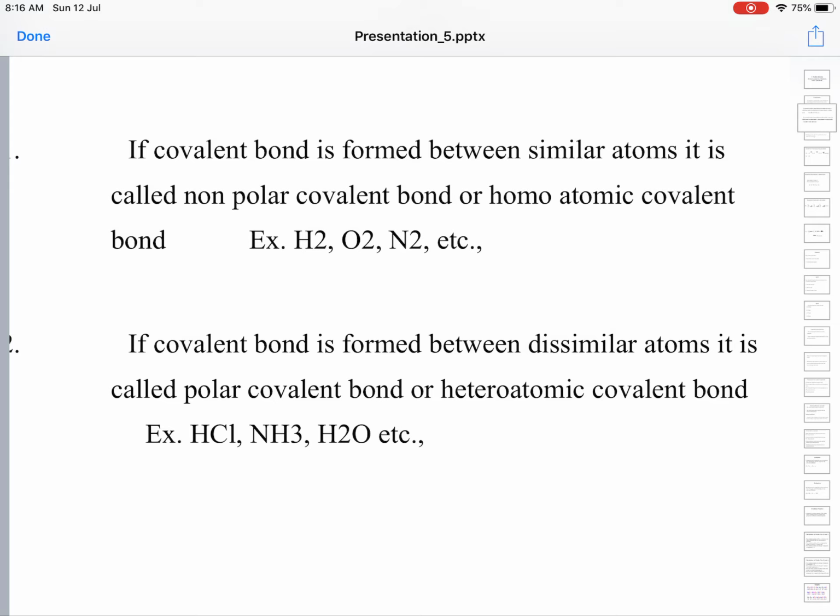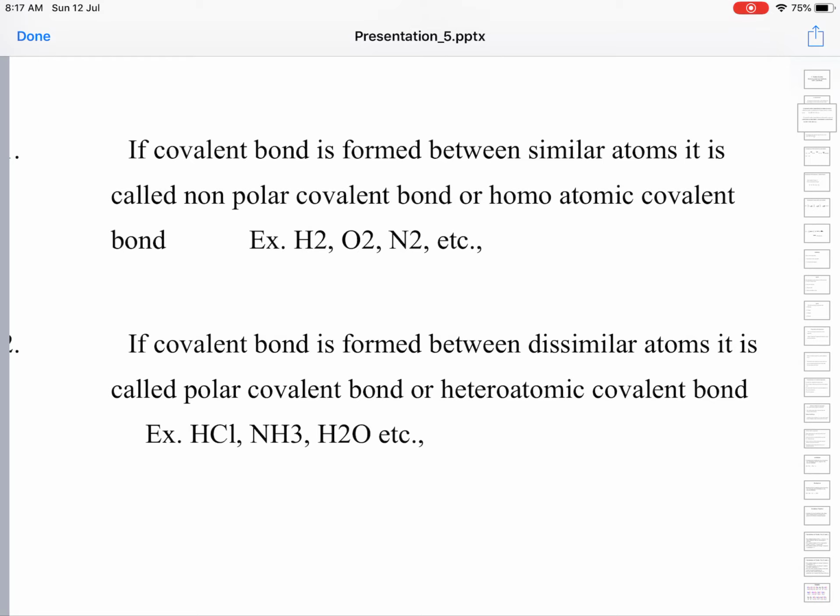Similar atoms, homoatomic; different atoms, heteroatomic. Here polarity occurs because of differential sharing of the bonding pair or pairs of electrons. We will come across this when we discuss the heteroatomic covalent bond. The example we will consider is HCl, and then we will discuss how it happens, what happens, and what the consequences are.